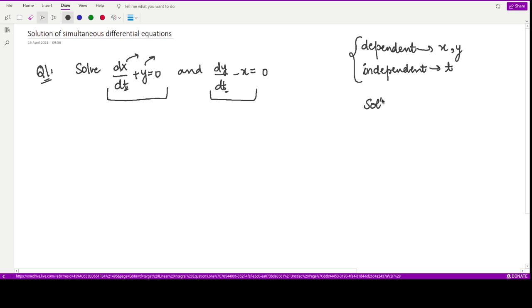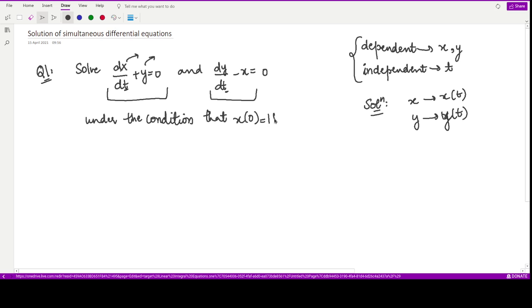In the solution we are required to calculate the value of x as some function of t and the value of y as some other function of t. So this is what is required over here. Now they are saying solve this equation under the condition that x of 0 is equal to 1 and y of 0 is equal to 0. So this is required. Okay, so let us solve this.